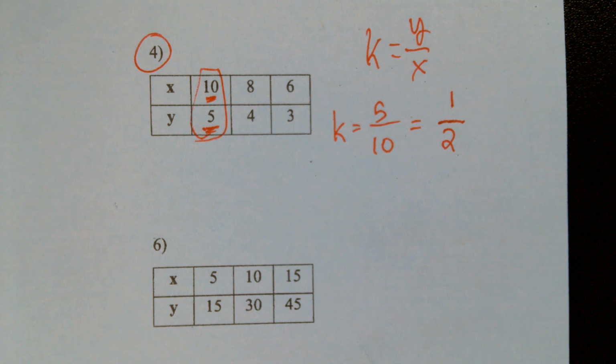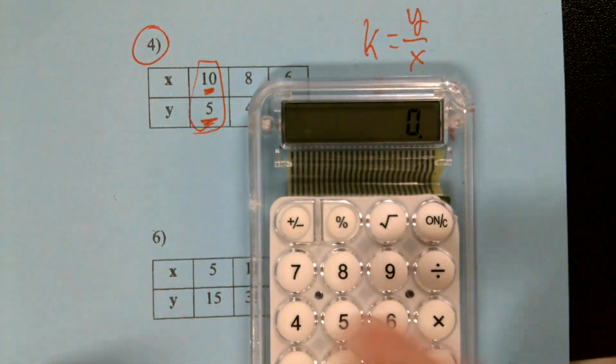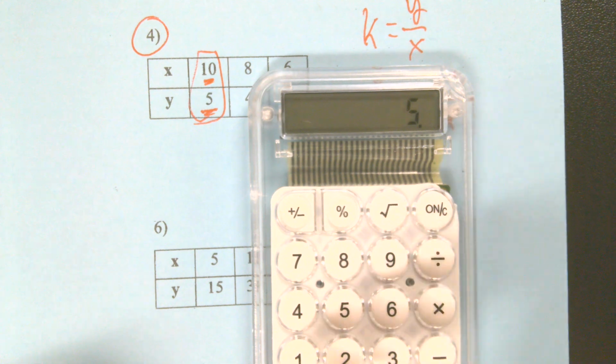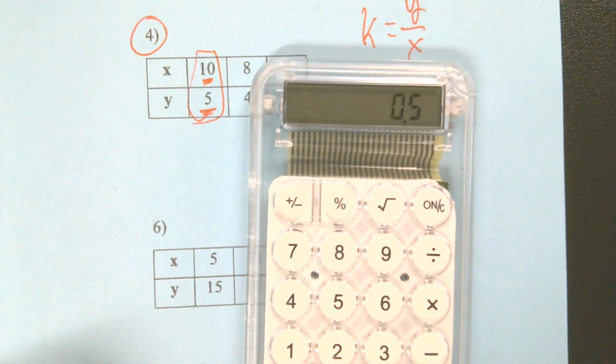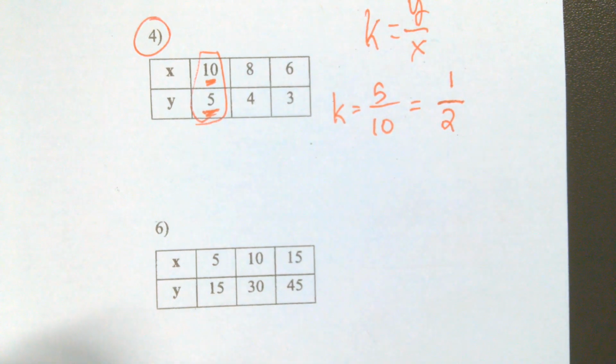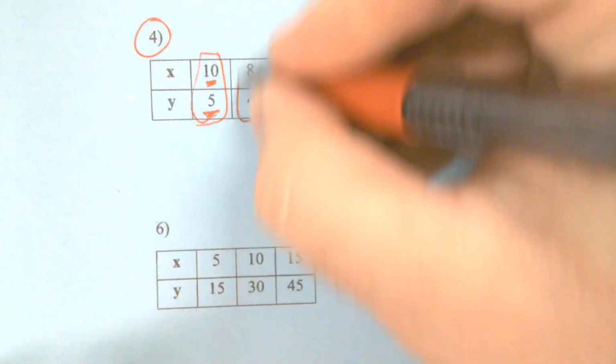Now, if we had 10 over 5, that would be 2, right? But if we even take a look at a calculator for a second and plug in 5 divided by 10, we get 0.5, which is equal to 1/2, right? Let's try our next point, though.